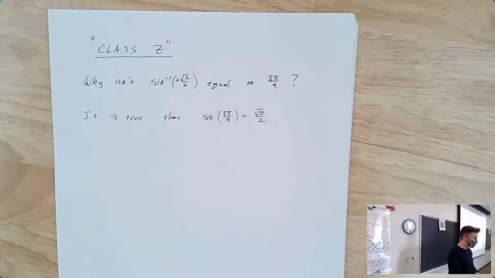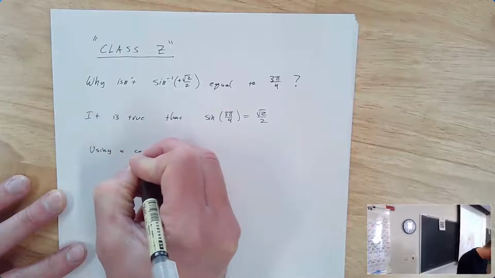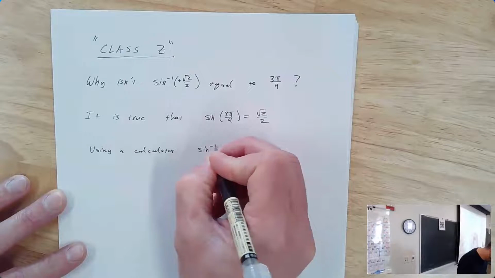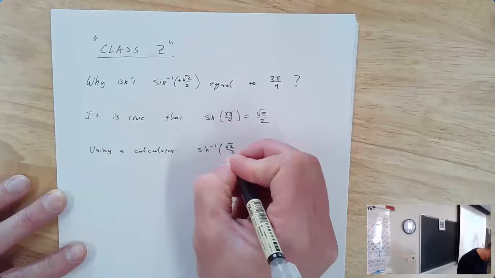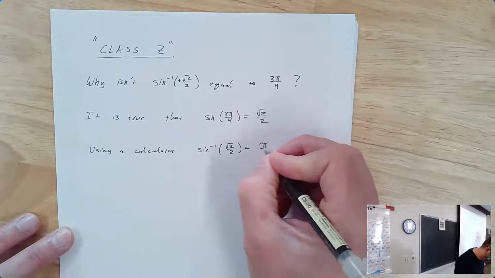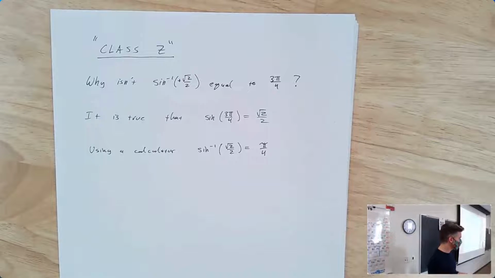So if you break out a calculator and you find the inverse sine, or the arc sine is another name for it, you'll get that the inverse sine of root 2 over 2 is, if you're in radians, pi over 4. And sine of pi over 4 is also root 2 over 2. So the question is, why is it this one and not that one?